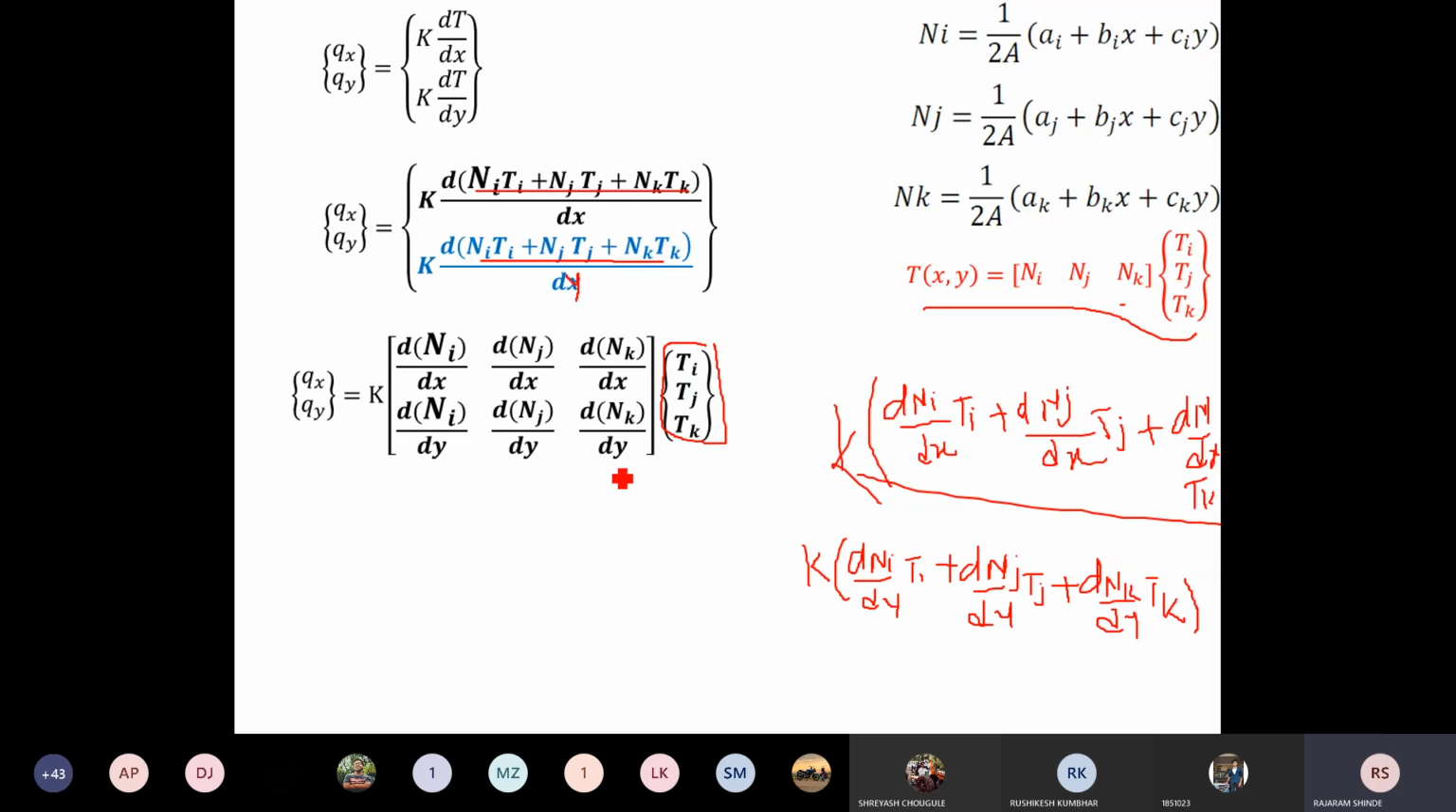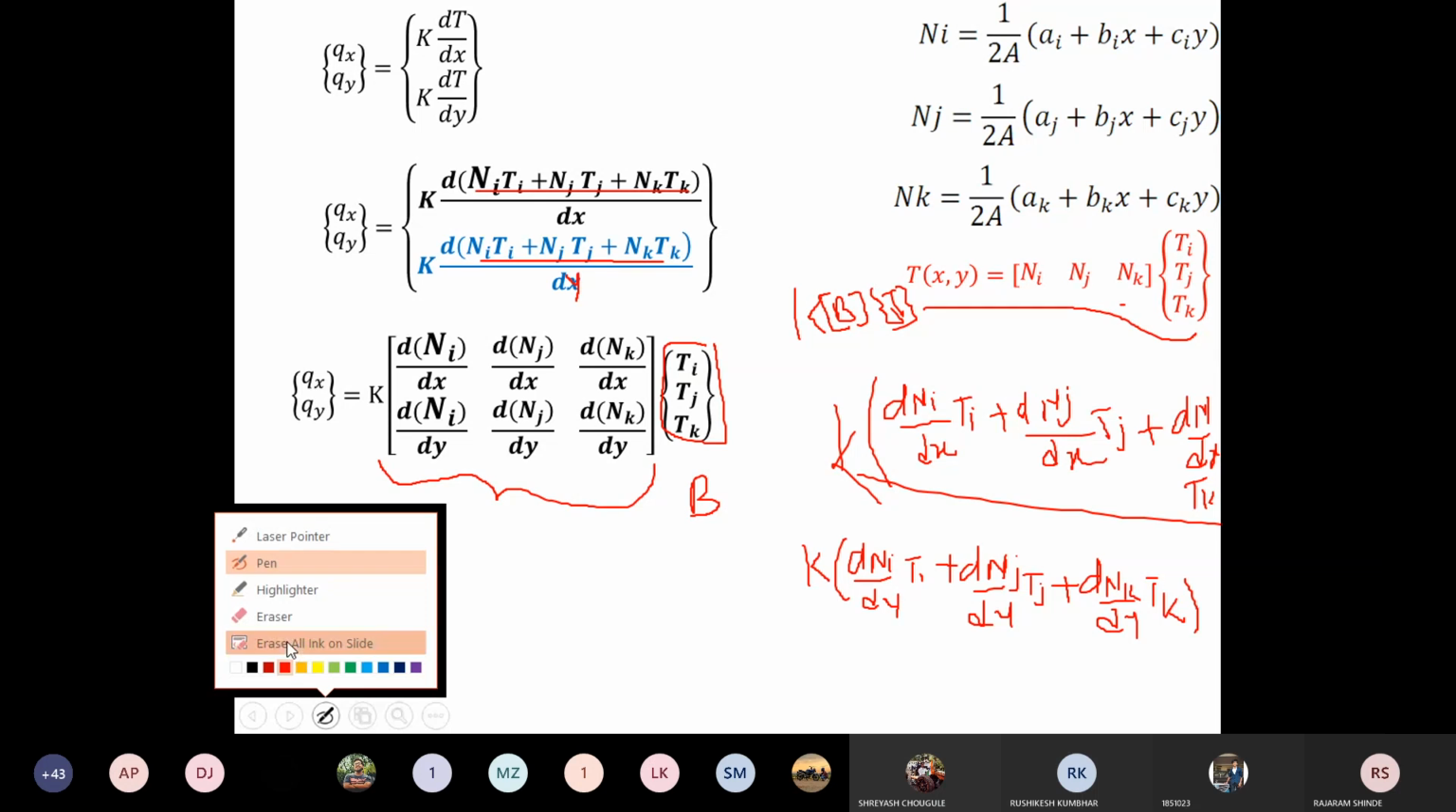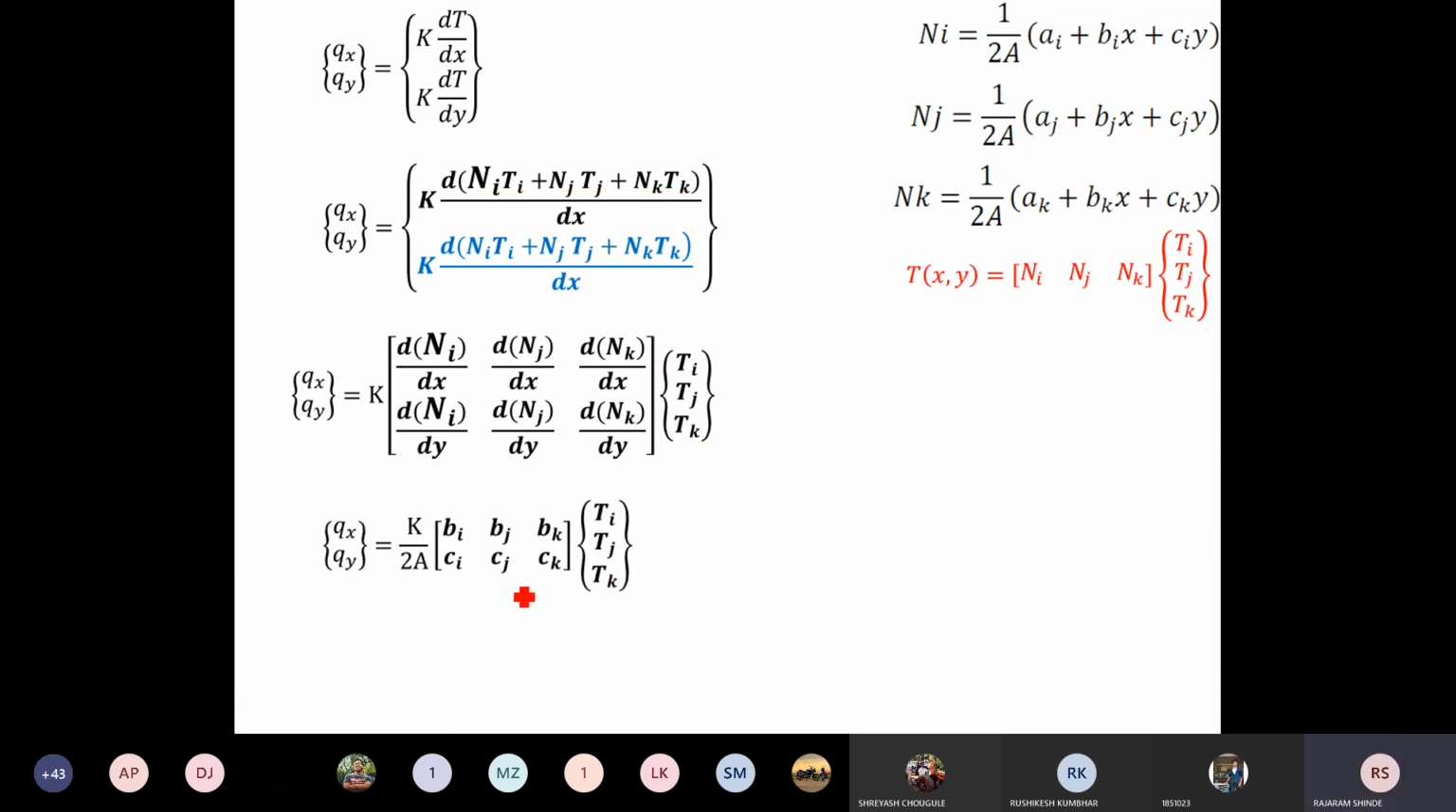Now this matrix is known as the B matrix. Okay, that means here Qx, Qy is equal to k into B into T. That is k into B, B is a square matrix. K is a constant term, it is a material property. B into you have T. And this T is your nodal values of the field variables. I will show you.